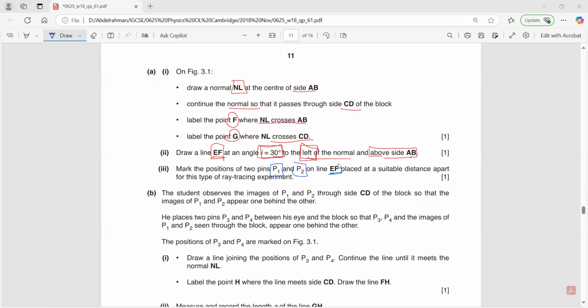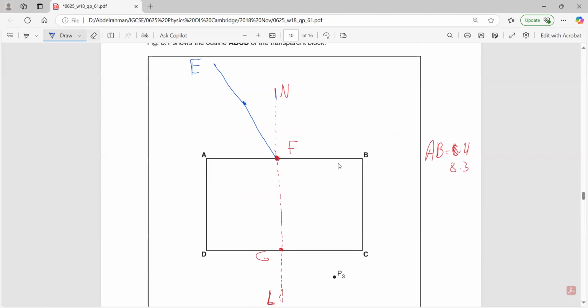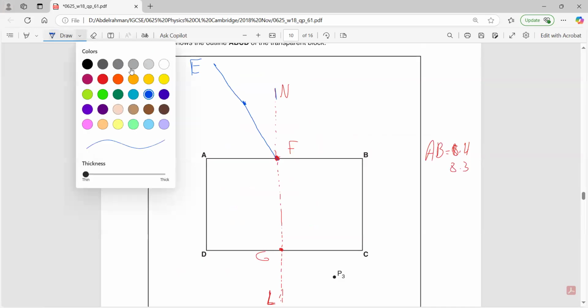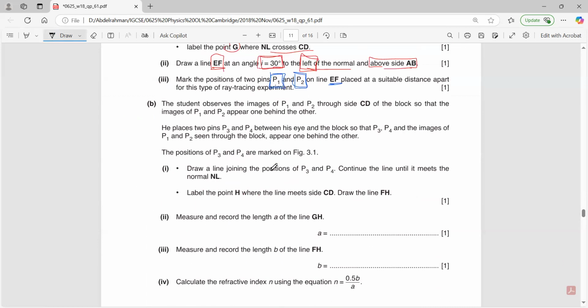Let's place pins P1 and P2 on the line EF, just small X's, as far away as possible, at least 5 centimeters apart. That's it. Moving on to the next question.